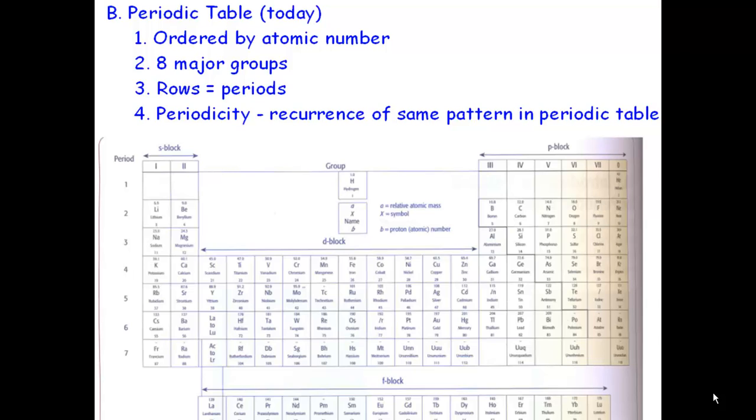You have different blocks depending on the orbitals: the S block, the D block, the P block, and the F block down below, the lanthanide and actinide series. There are only a few instances where the atomic mass differs from the next atomic mass, but the majority of the time the mass does increase as the number of protons increases.